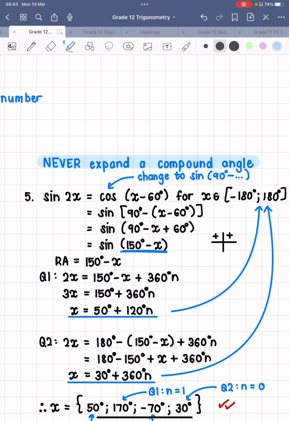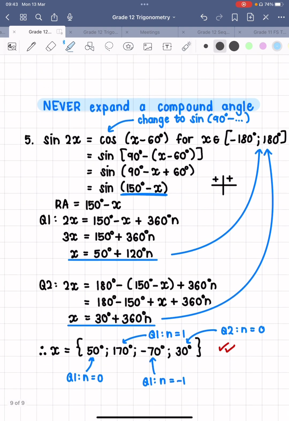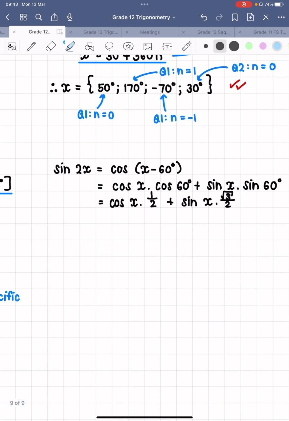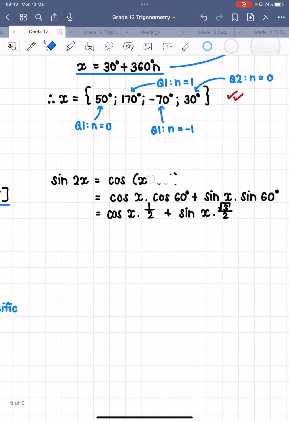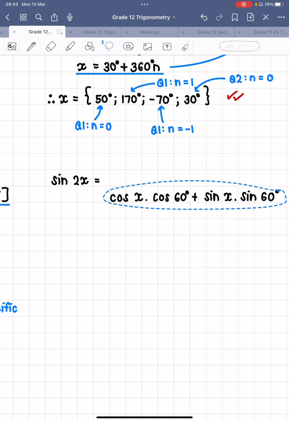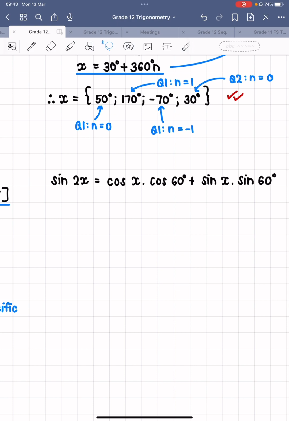Sometimes, we'll do an example like this tomorrow, sometimes they give you the expansion of a compound angle, right? So they'll give you something like this. Let me show you. We'll do an example like this tomorrow, so don't worry about copying this down. Sometimes they can give you this as a question.